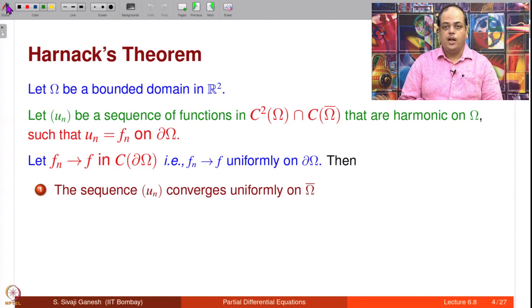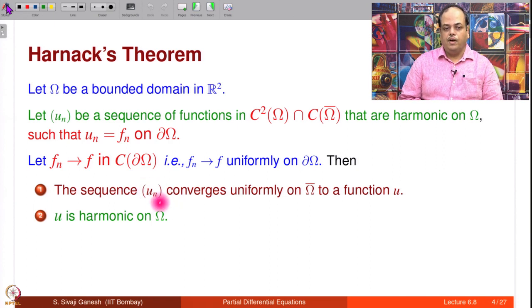Then the sequence un converges uniformly on omega closure. That means un also converges uniformly, if the boundary values converge uniformly, to a function u. That means there is such a function u to which un converges uniformly, and u is harmonic, that means Laplacian u is 0. If you look at uniform convergence, if you have a sequence of whatever smoothness, and it converges uniformly, you can expect the limit to be only continuous. But now we are saying u is harmonic, that means Laplacian u equal to 0. So something needs to be proved: that u is twice differentiable, so that Laplacian u makes sense, and then further that Laplacian u equals 0 and u equals f on the boundary of omega.